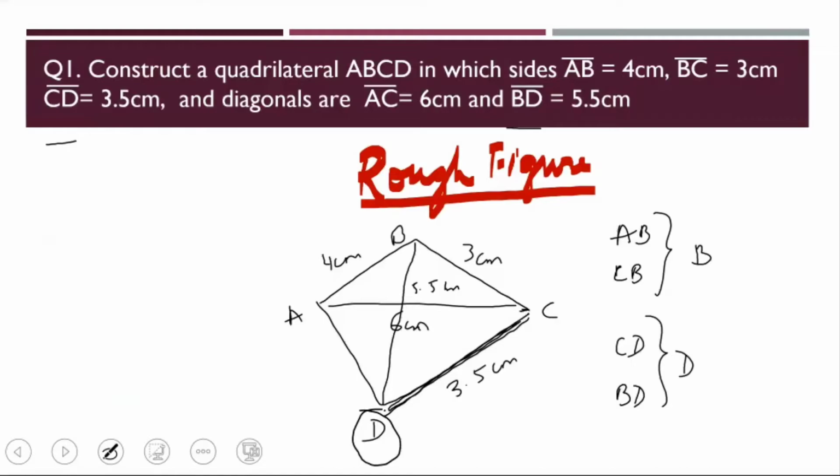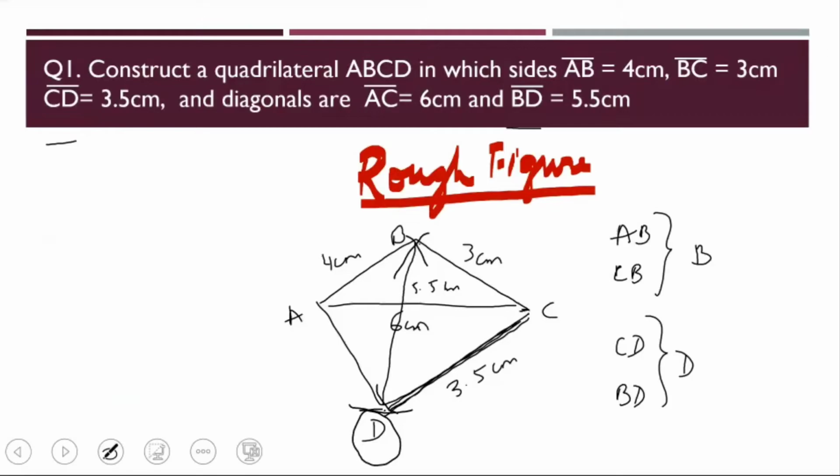So I will get point B by making an arc with A as center and radius equal to 4 centimeters and C as center and radius equal to 3 centimeters. The point of intersection of these two arcs will give me the vertex B. And with B as center and radius equal to 5.5 centimeters, if I cut an arc, and with C as center and radius equal to 3.5 centimeters, if I will cut another arc, these two arcs will intersect at point D. So I will get B point and D point. A and C I already have, and this is how I'll be constructing the quadrilateral.